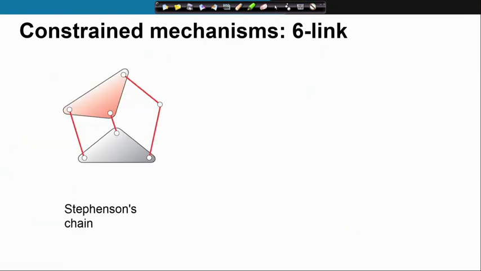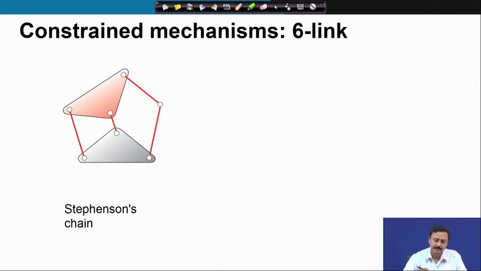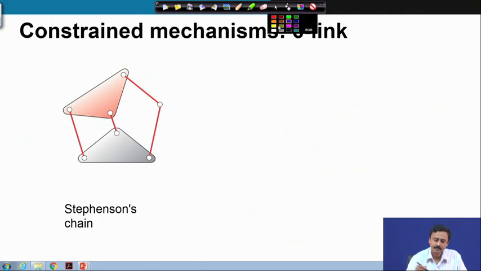The other variant of the 6 link mechanism or 6 bar mechanism is the Stephenson's chain. Here you can notice that the 2 ternary links are not directly connected. They have a binary. In the Watts chain, you had a direct connection here, and this binary appeared here, but in the Stephenson's chain the 2 ternaries are now not directly connected.